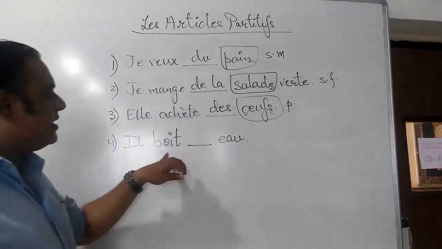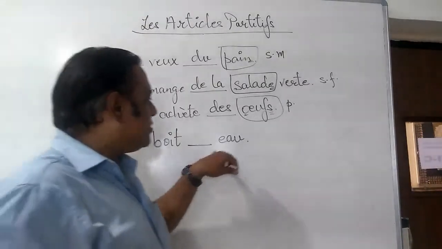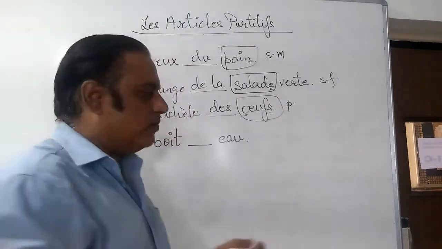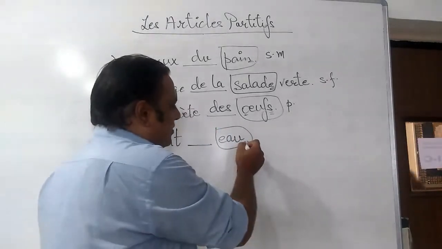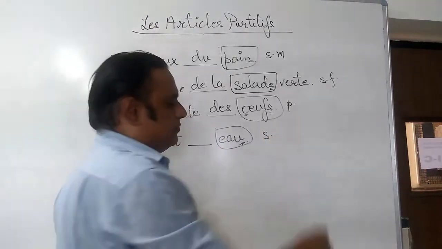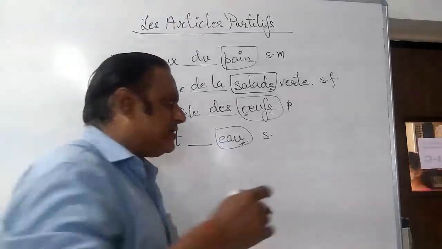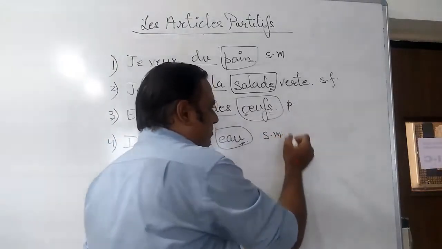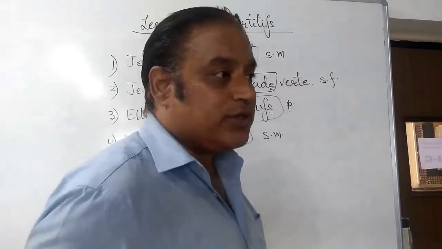The fourth sentence says, Il boit dash eau. He drinks dash water. The object, of course, is water. See, this is not ending in S, X or Z, so it is singular. See, this is not ending in E, so it is masculine. Or we are not going to pay attention to the gender over here.